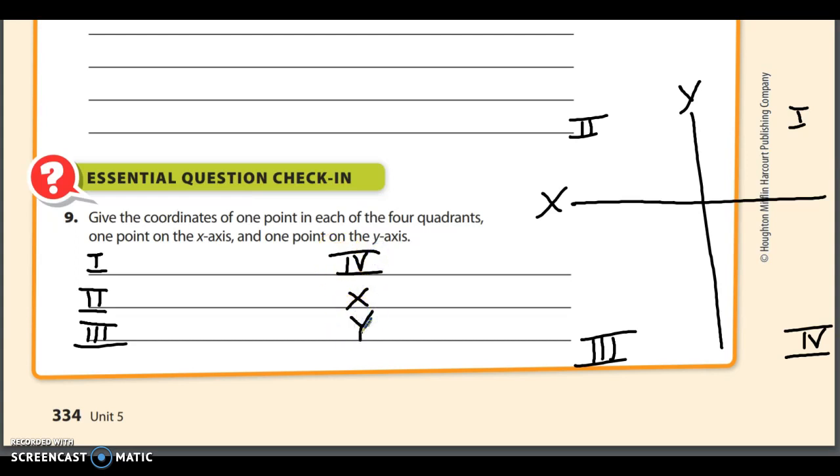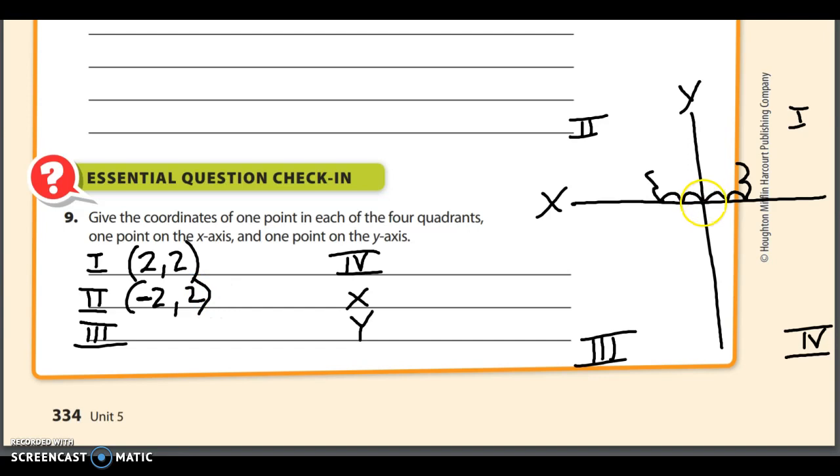Okay, a point to get in the first quadrant. How about just over 2, up 2? 1, 2, 1, 2. What would be that? Over 2, up 2? That'd be 2, 2. All right, how about quadrant 2? It's not going to be exactly the same. How about over 2 to the left and up 2 again? But that's going to be negative 2 because it's to the left, and then up 2.